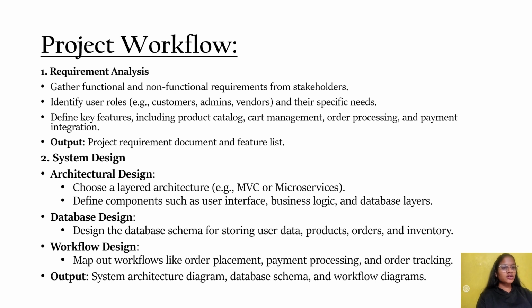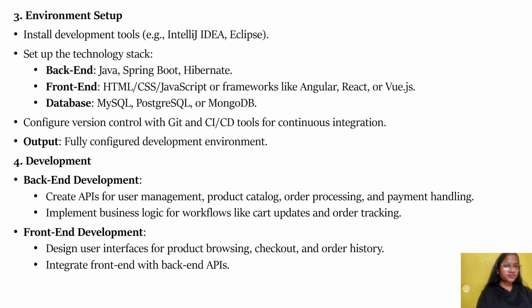System design, architectural design. Choose a layered architecture, for example MVC or microservices. Define components such as user interfaces, business logic, and database layers. Database design: design the database schema for storing user data, products, orders, and inventory. Workflow design: map out workflows like order placement, processing, and order tracking. Output: system architecture diagram, database schema, and workflow diagrams.